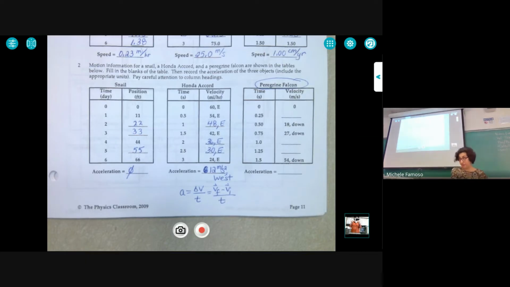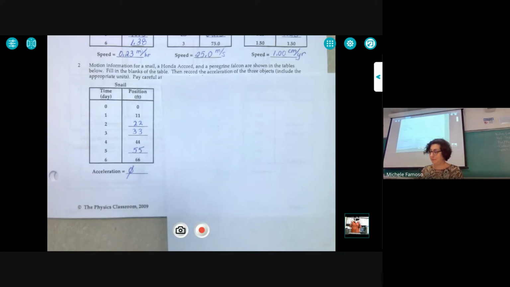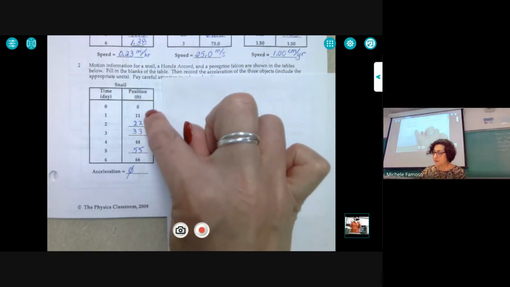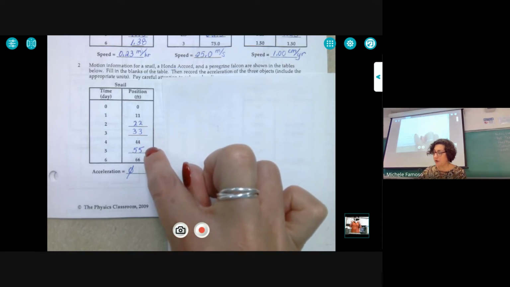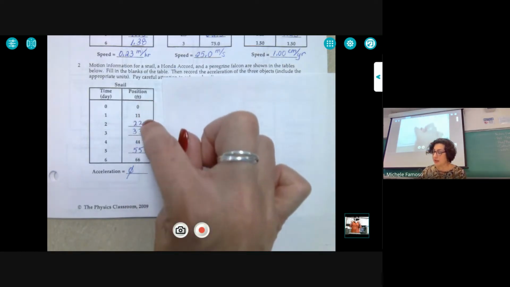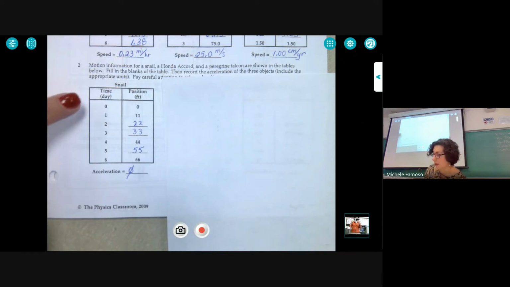How'd we do? I haven't shown you my answers yet. Let's look at the snail first. These are the positions 0, 11, 22, 33, 44, 55, 66. Do you notice that the position increment is the same every day? That means you're not accelerating. That snail's moving at a constant speed. So there is no acceleration. You gotta know what it means. Constant speed means no acceleration.